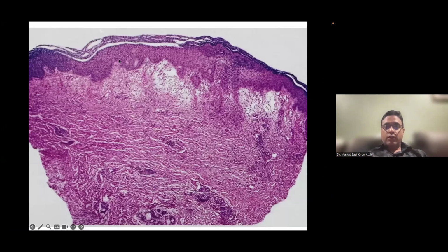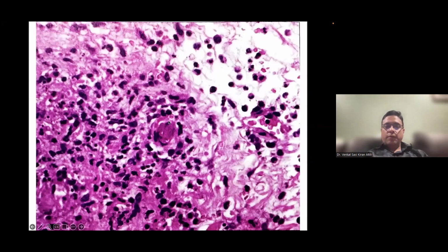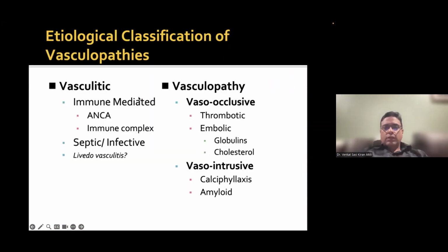So you can see marked necrosis of the upper epidermis in septic vasculitis. This is not a good picture. It's scanned from a textbook. I don't have a good case myself. You can see thrombus within the vessel wall and inflammation around it. No leukocytoclasis. Okay. So we've discussed the vasculitis. Now we have come to vasculopathy.